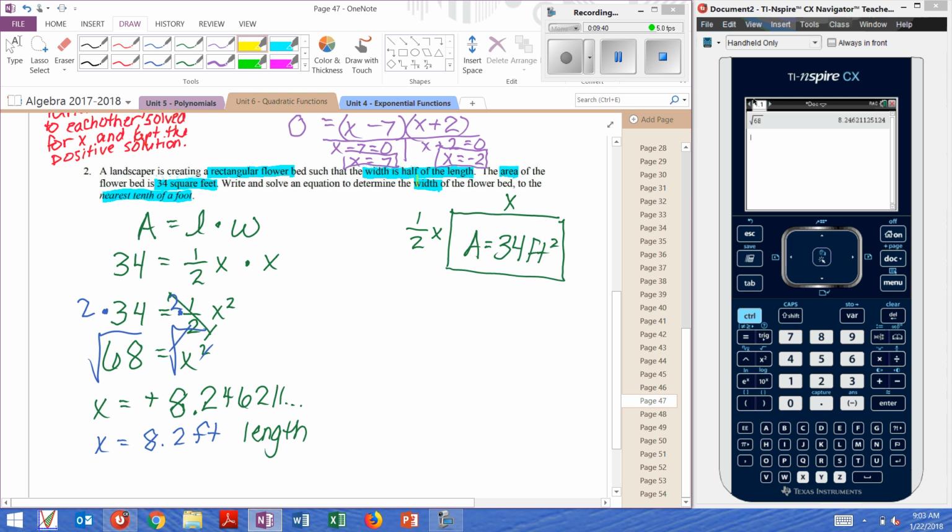But up in the question here, it says determine the width. So if the length is 8.2, we want half of it. So divide it by 2 or multiply it by 1/2. Either way, we are going to say the width is 4.1 feet.